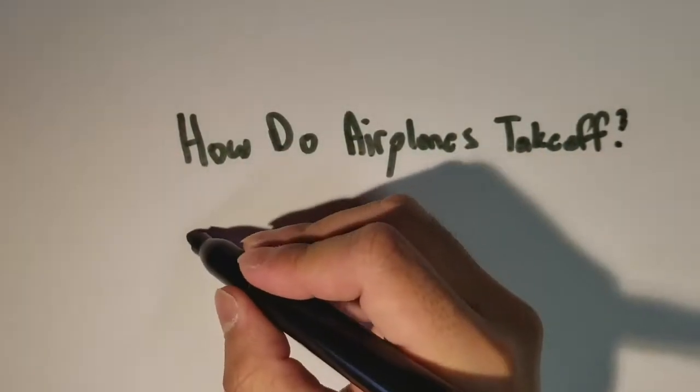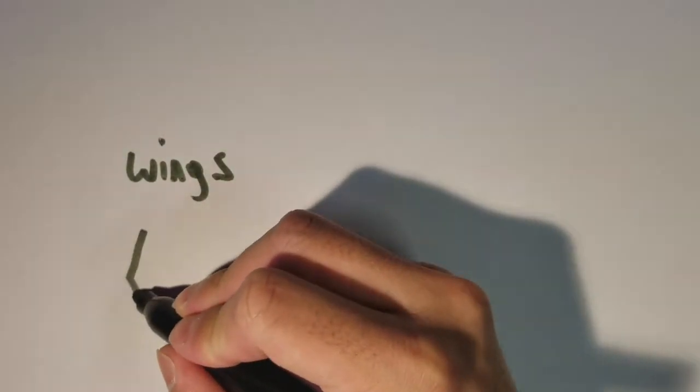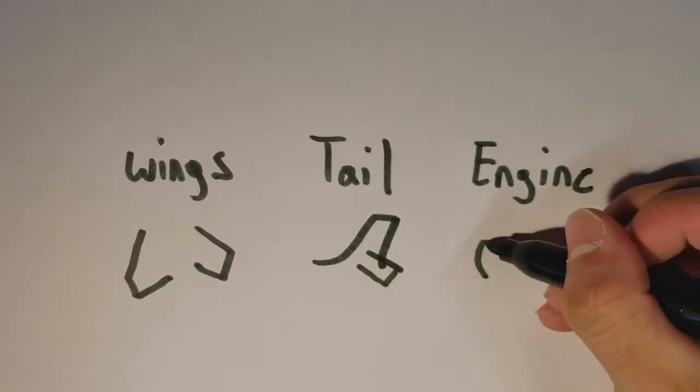Hello, my name is Ballen, and I'll be explaining how airplanes take off. There are three components in an aircraft that help achieve this: the wings, the tail, and the engine.